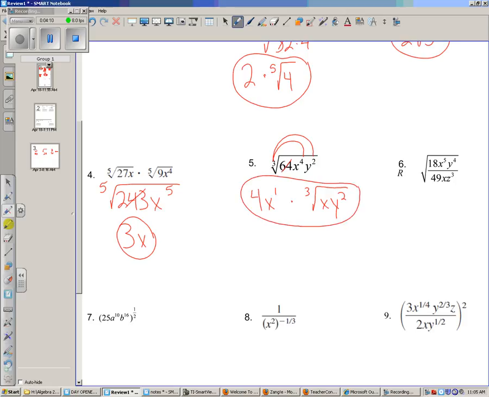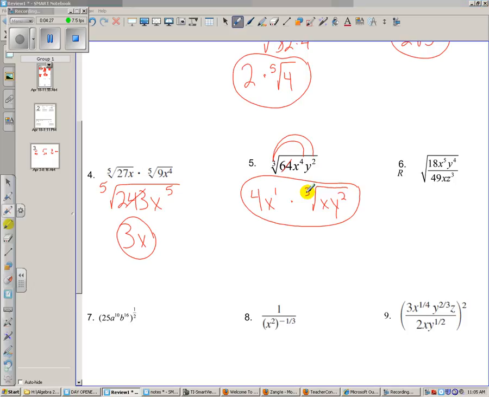Somebody in second or third hour asked me, do I have to separate the answer as much as you do? No, you don't, but I just want you guys to realize that this cube there belongs to the root and not the exponent. So I just do that so you don't get confused, that's all.